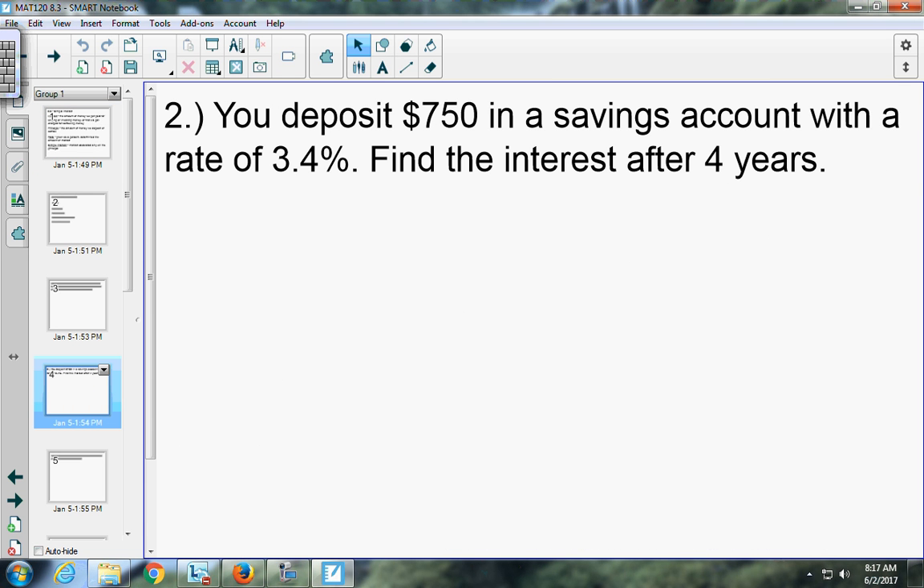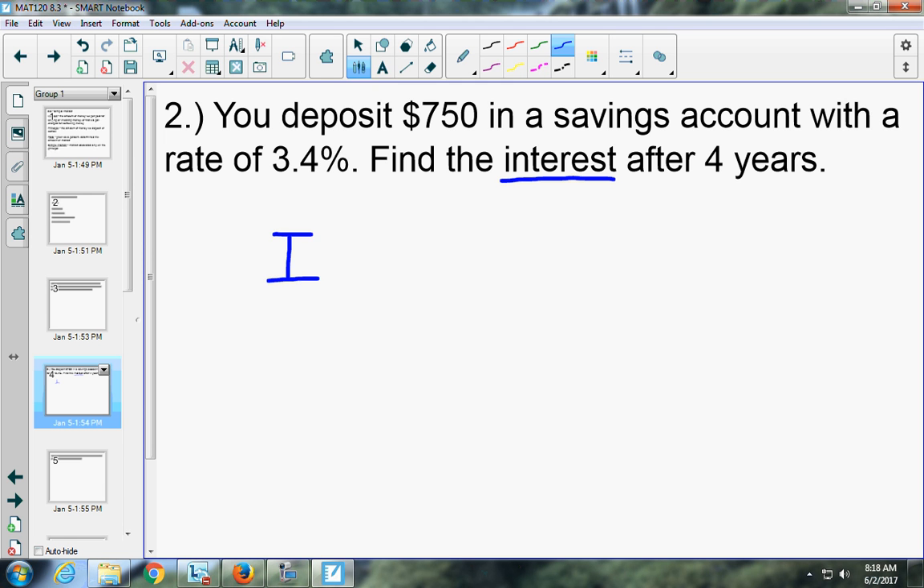You deposit $750 in a savings account with a rate of 3.4%. Find the interest after 4 years. They tell us that we are trying to find the interest. They don't say anything about whether it's simple interest, compound interest, or anything along those lines. So when they don't tell us anything specific, we assume it's simple interest. We're going to use that formula, I equals PRT.